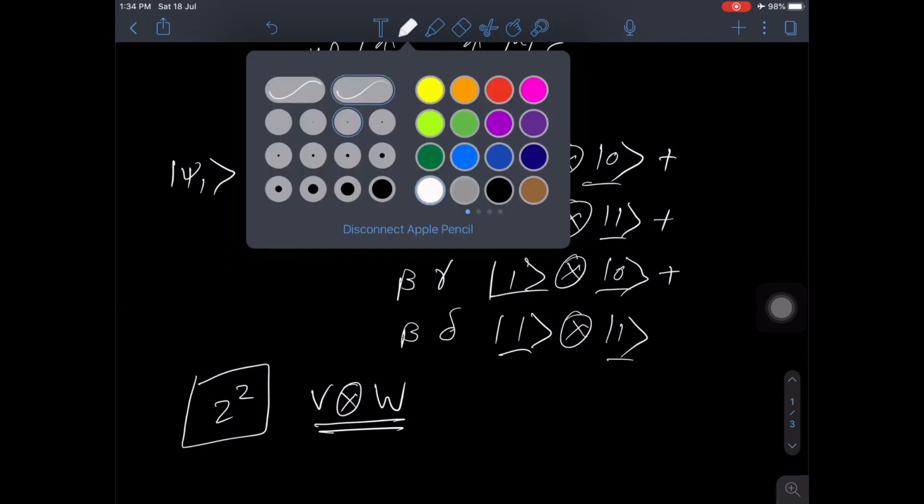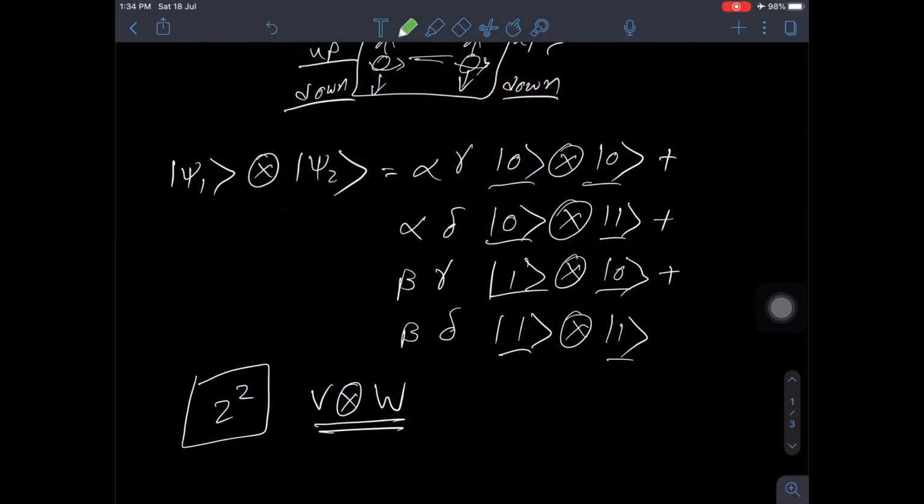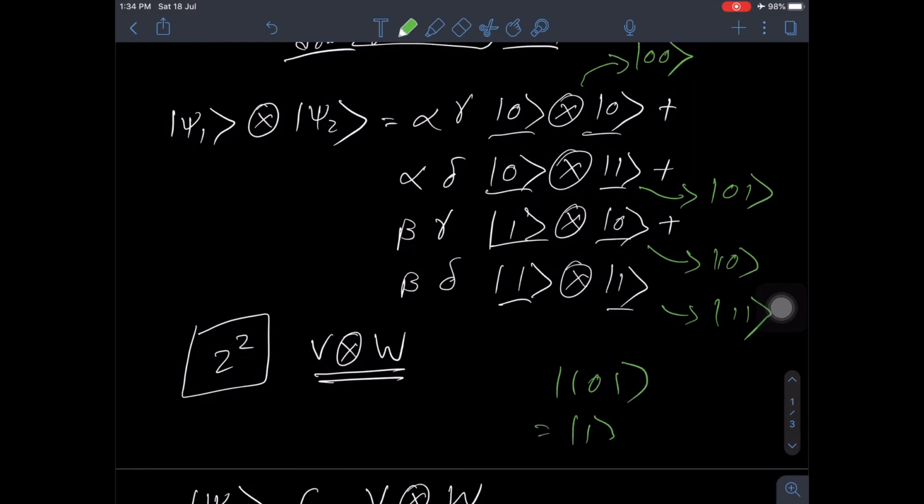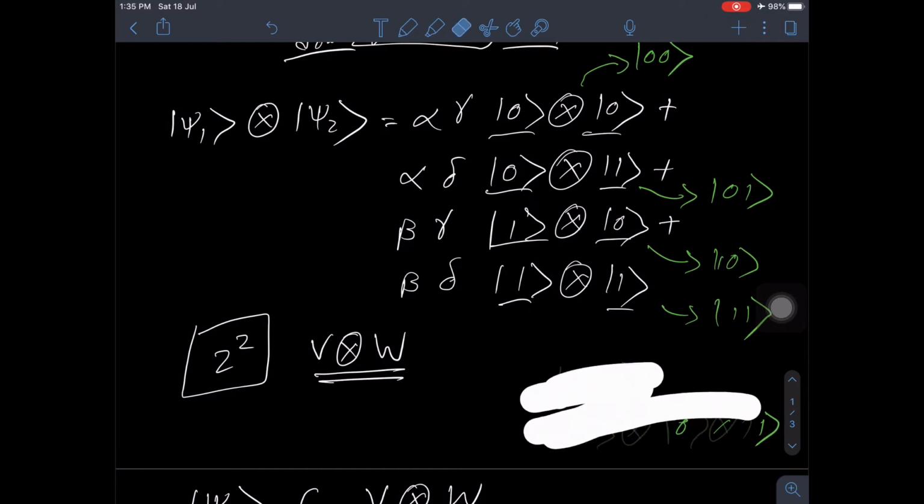I'll define a new notation now. From now on, rather than writing the full tensor product all the time, I will just write it as 0, 0. Similarly I will write 0, 1, I'll write 1, 0, and I'll write 1, 1. So whenever you see multiple digits like 1, 0, 1, this is nothing but a notation for 1 tensor 0 tensor 1. This is the definition. We are using a new notation because we have to write it all the time from now.